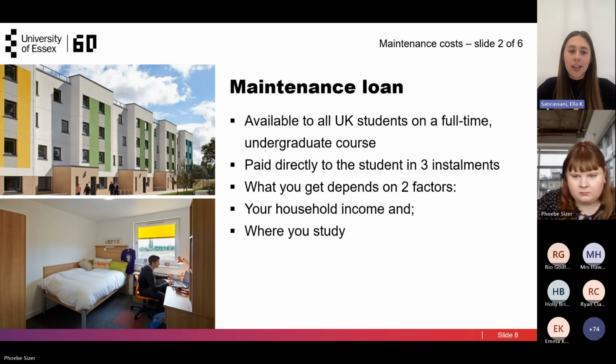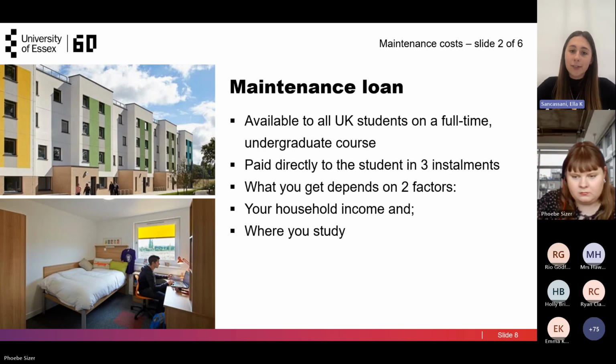So this is usually at the start of each academic term. For students at the University of Essex, this is usually the start of October, mid-January and mid-April. The term dates for universities do vary slightly, but it's usually at the start of their academic term. And what they get depends on 2 factors. This is the household income and where they decide to study.